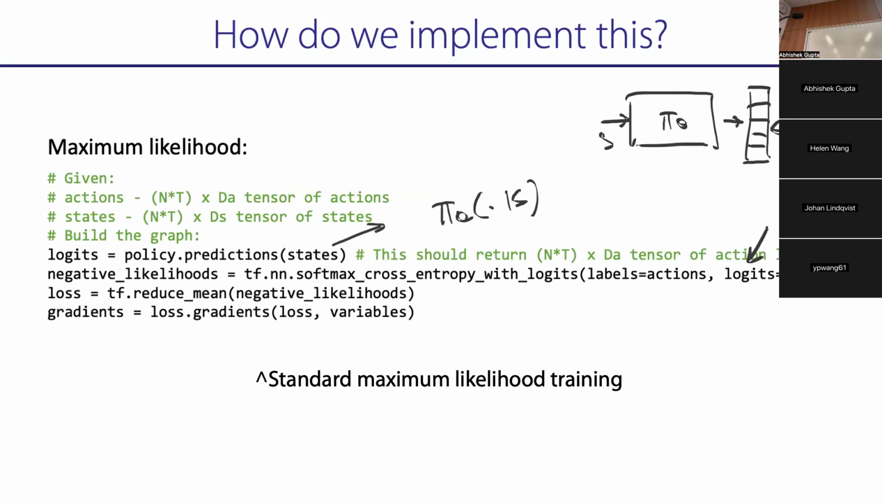This gives me my policy distribution. This computes the likelihood of the action that was actually taken. And then I'm going to minimize the negative log likelihood or maximize the likelihood, and then take a gradient. So this is a supervised learning loop: get the likelihoods, minimize negative log likelihood, take a step. Yes?